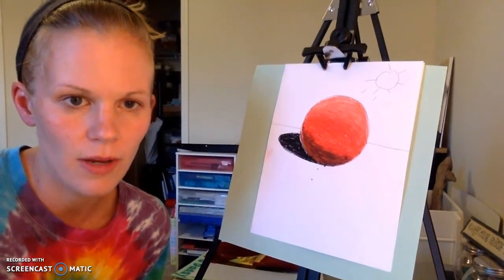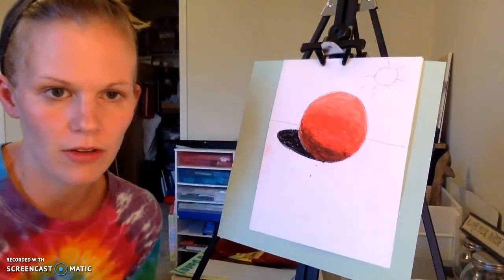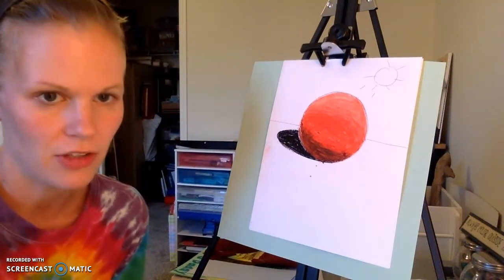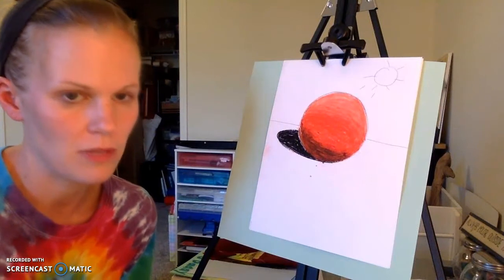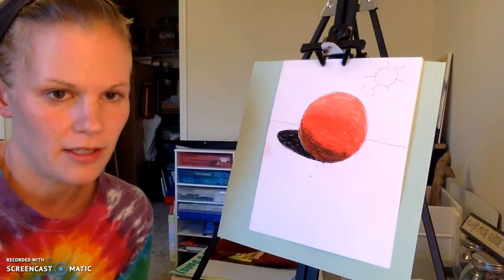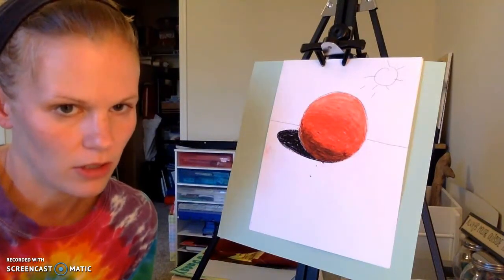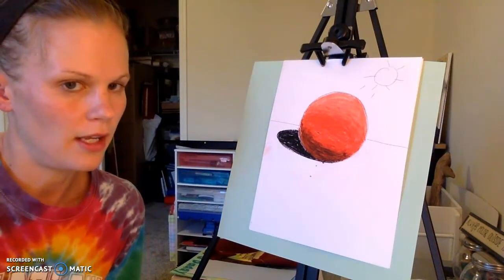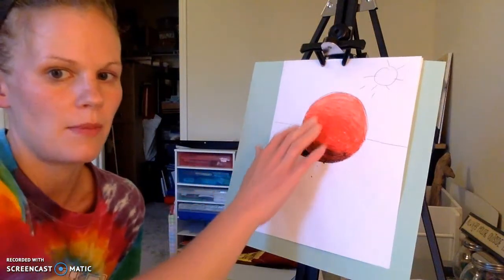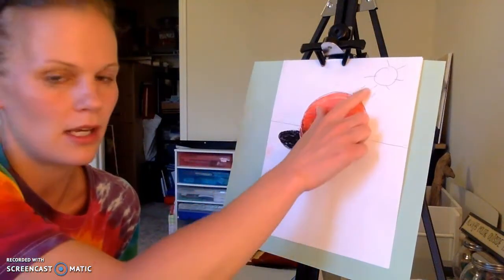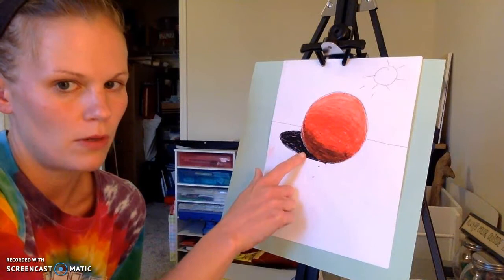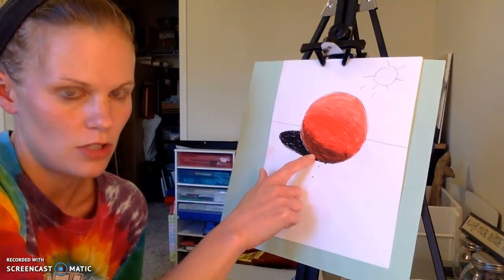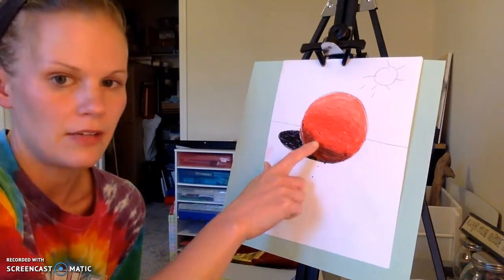In this video, I'm going to show you how to use value to create three-dimensional form. So value is one of the elements of art that we've talked about before, and it is the lightness or darkness of a color. And we use value in order to create form on a two-dimensional surface. So this is a flat piece of paper. It's two-dimensional, but I can create three-dimensional form by using value on this circle that I've now turned into a sphere just by adding value to it.